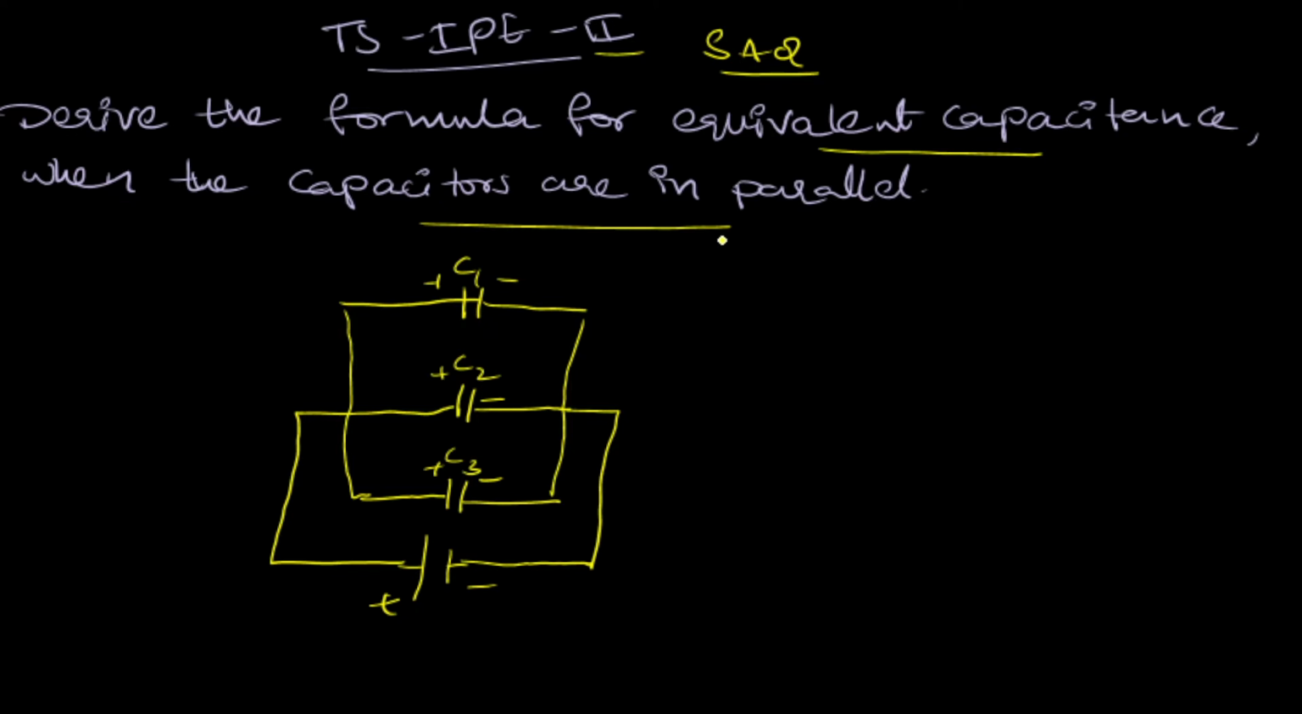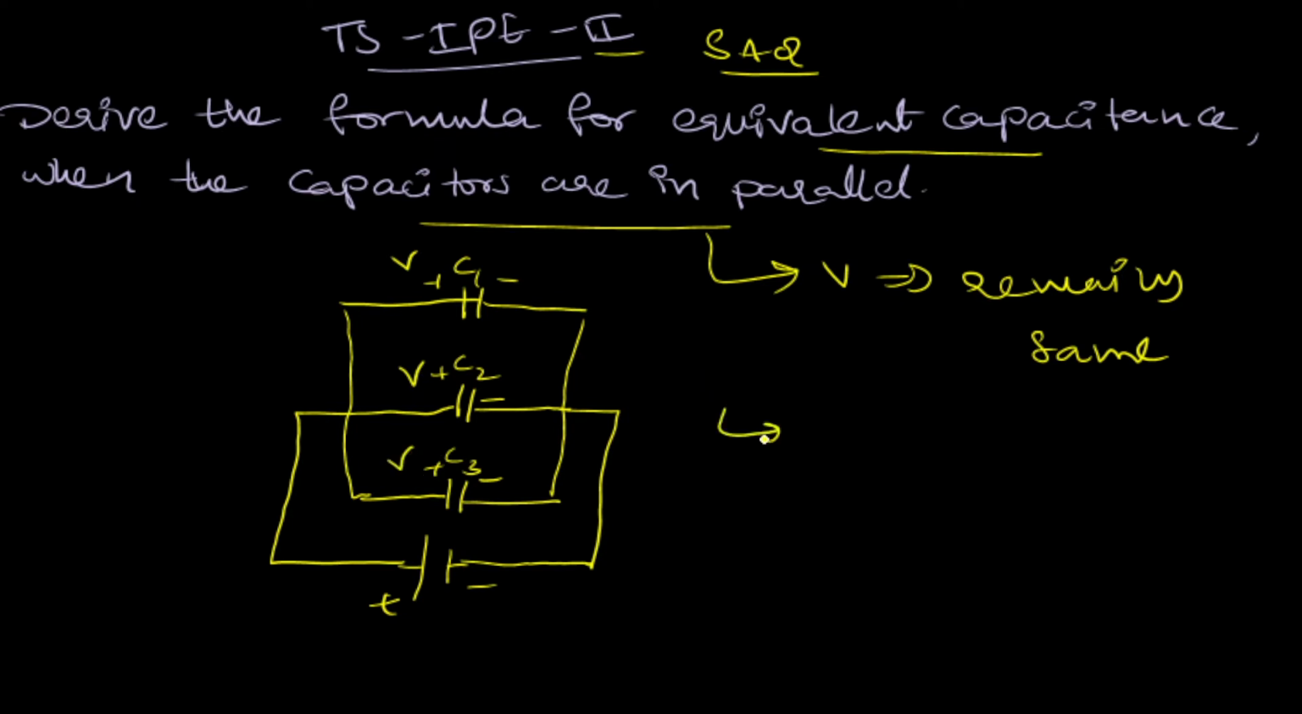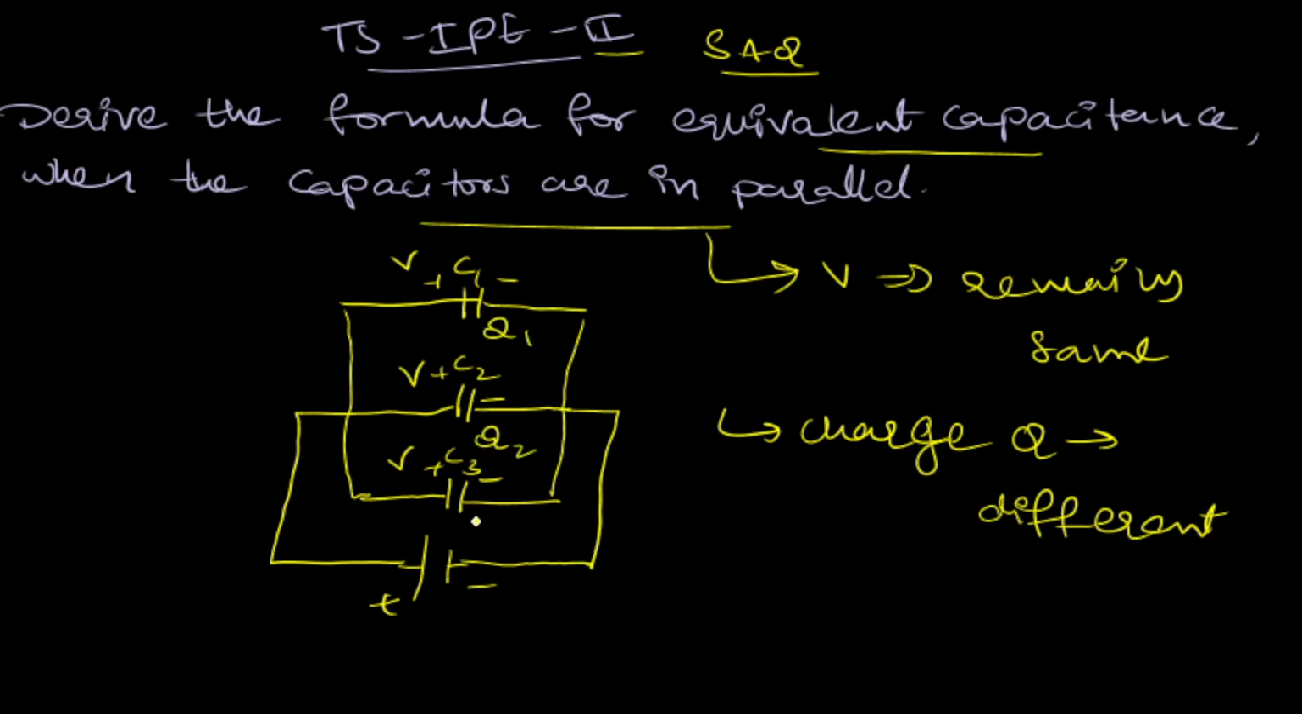And you have to remember 2 points, that is, for parallel combination, the potential difference V remains same on each plate. That means for C1 the potential difference is V, for C2 it is also V, for C3 is also V, and the charge will be different. The charge Q will be different for each capacitor, and it is Q1, Q2, Q3.